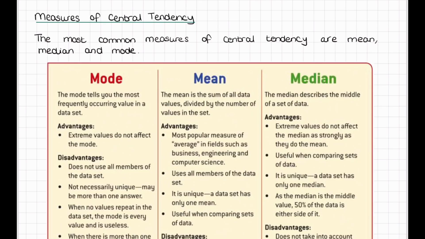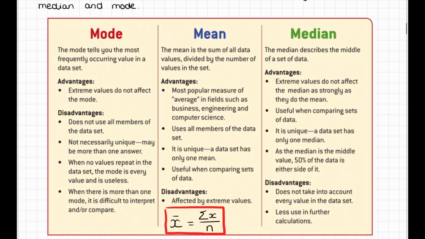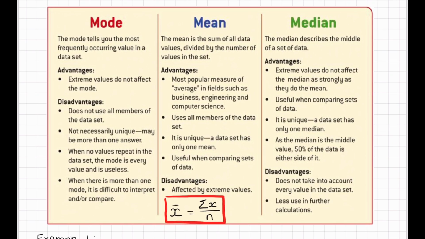This video is on measures of central tendency. There are three most common measures of central tendency, and these are the mean, median and mode, which you will have heard about before. The table here just has lots of information on all three of them. I'm not going to read through it because you can just pause the video and read that for yourself.